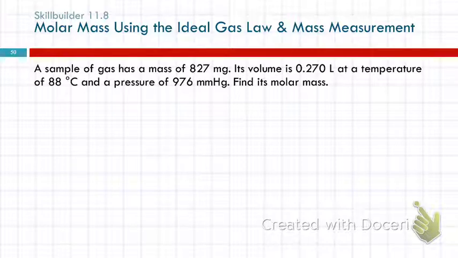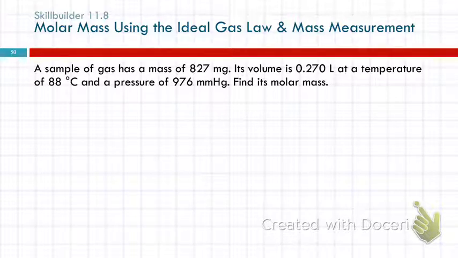This kind of problem is a little tricky, so we'll do another one. A sample of gas has a mass of 827 milligrams. Its volume is 0.270 liters at a temperature of 88 degrees Celsius and a pressure of 976 millimeters of mercury. Find its molar mass. So we'll take the approach of write down the numbers, right?